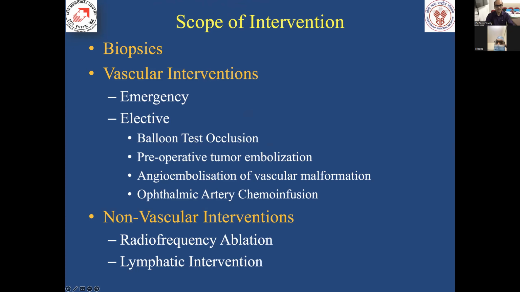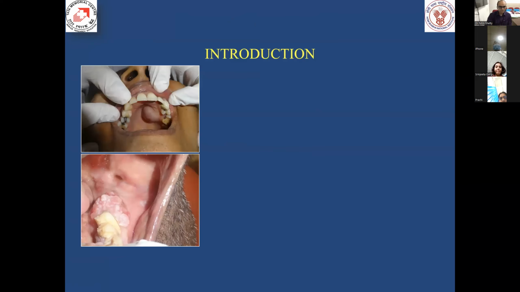Okay. So essentially, the role begins with the biopsies. That is where the bulk of the work in the head and neck cancer starts. The biopsies which you can do comfortably under direct vision are done by surgeons, and those which are deep seated are referred to IR. And then comes the vascular intervention. Some electively we do, sometimes emergency. And then I'll close by talking about the non-vascular intervention that we do.